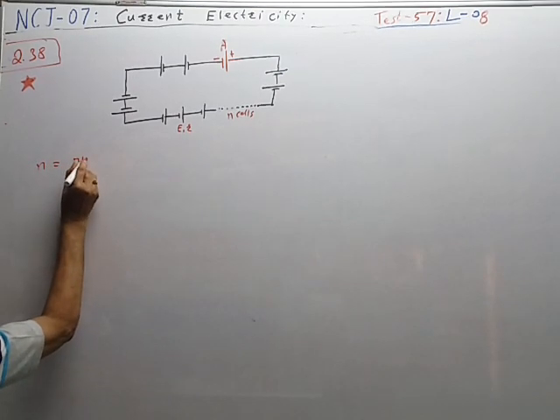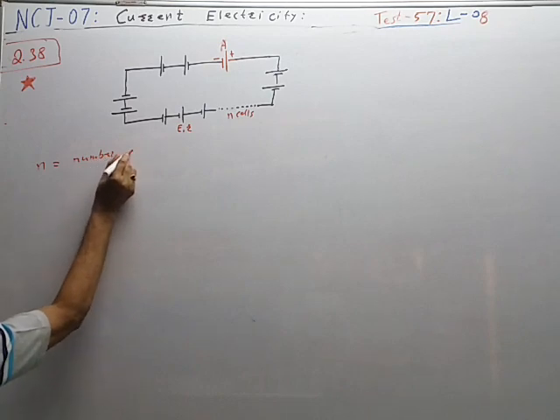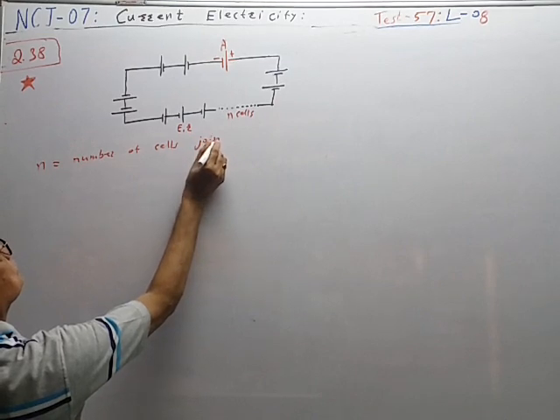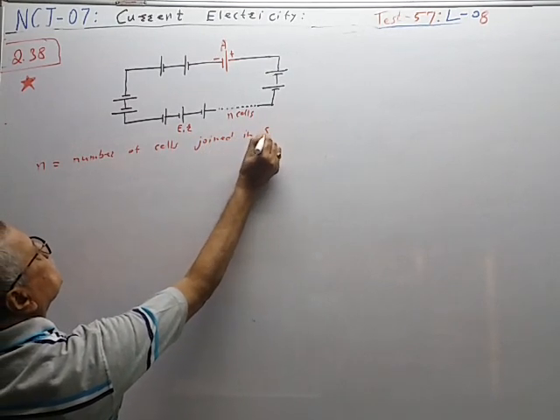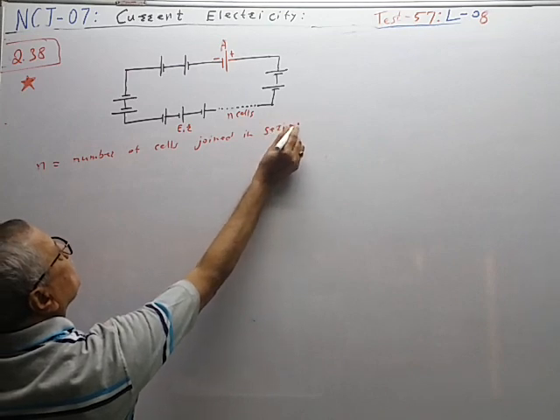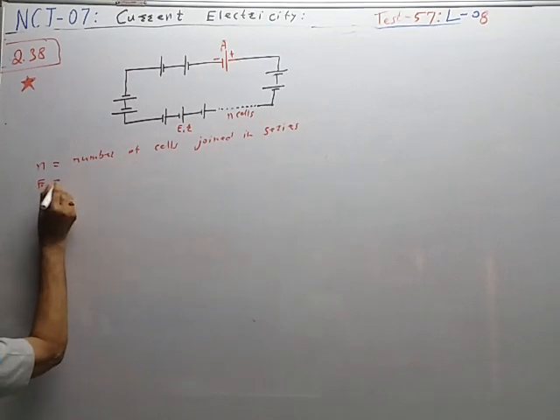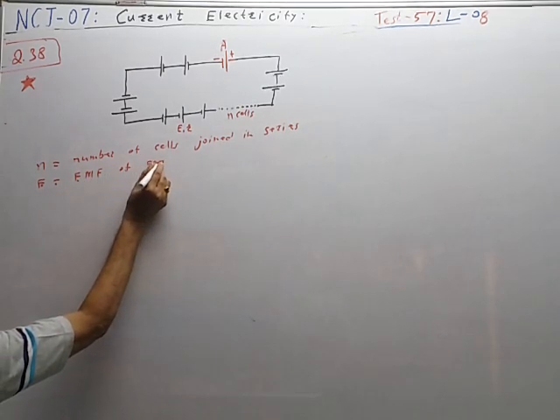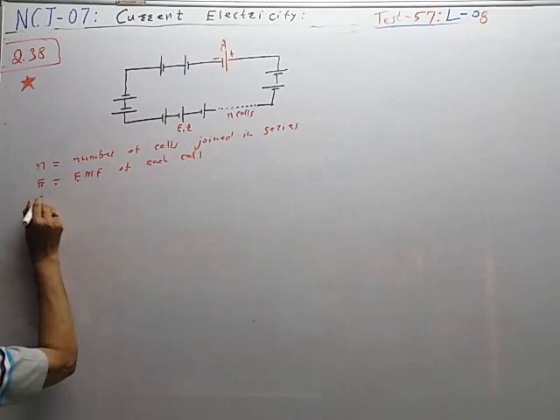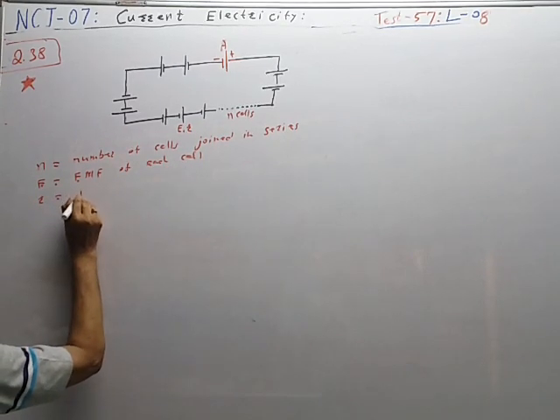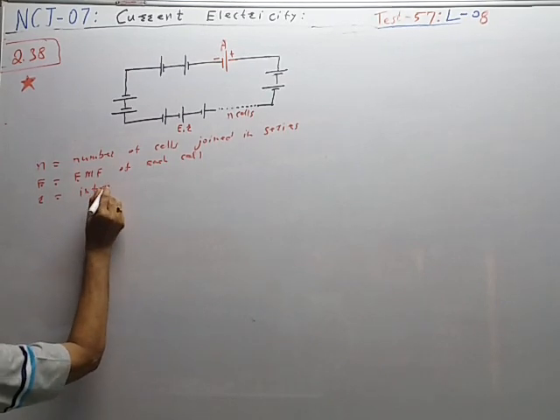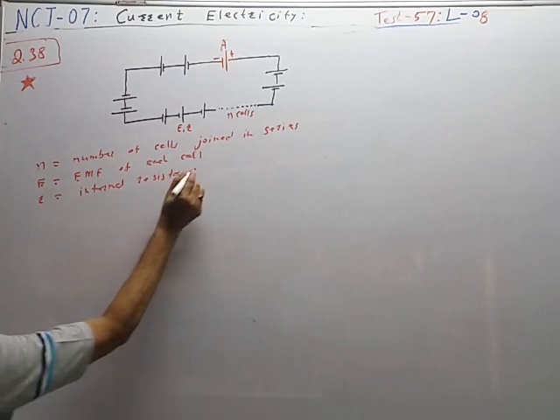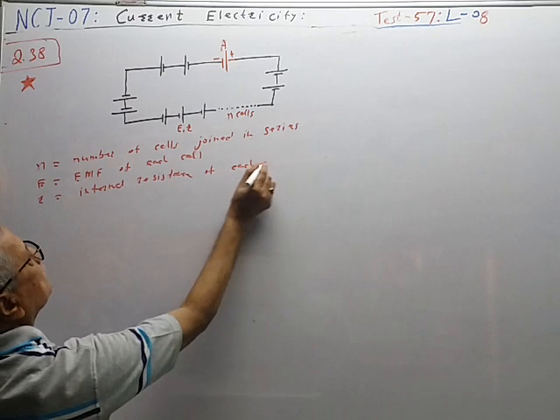L is equal to number of cells joining series. E is equal to EMF of each cell. R is equal to internal resistance of each cell.